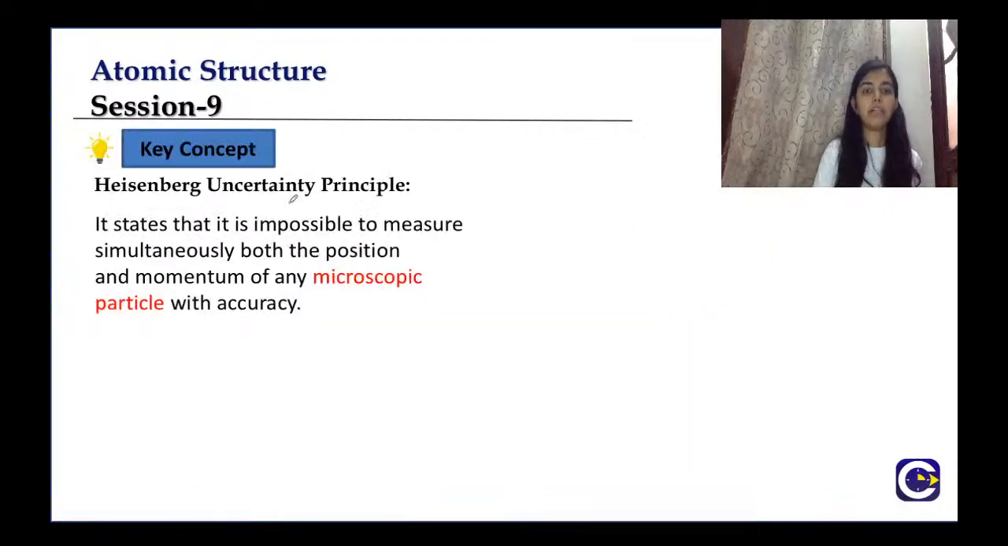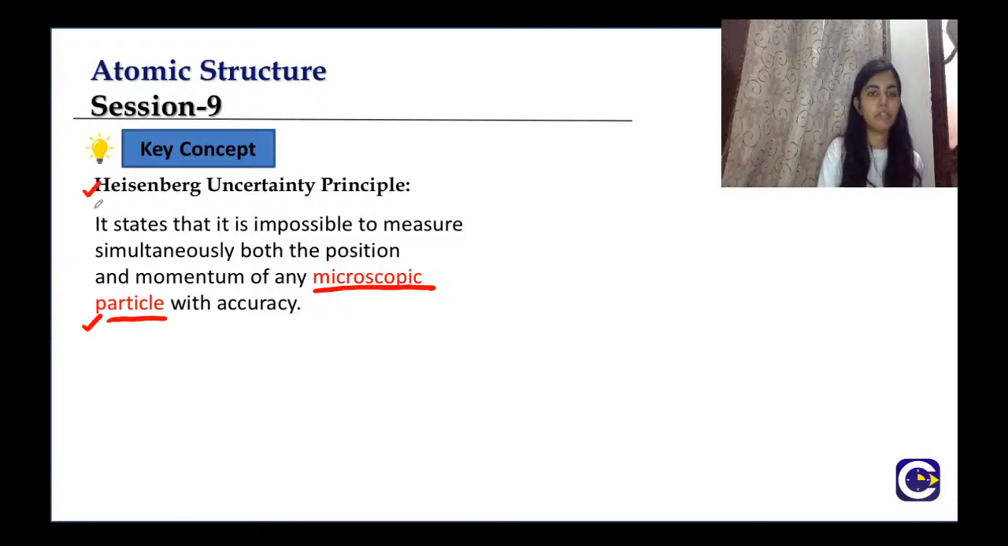Now comes the Heisenberg uncertainty principle, right? It states that it is impossible to measure simultaneously both the position and momentum of any microscopic particle. Only for microscopic particles it is there. While in the case of de Broglie theory, every kind of matter, whether microscopic or macroscopic, microscopic such as electrons and protons, or macroscopic such as a football or marble, was covered. De Broglie explained his theory for both types of particles.